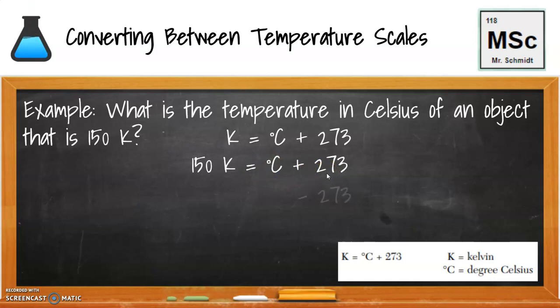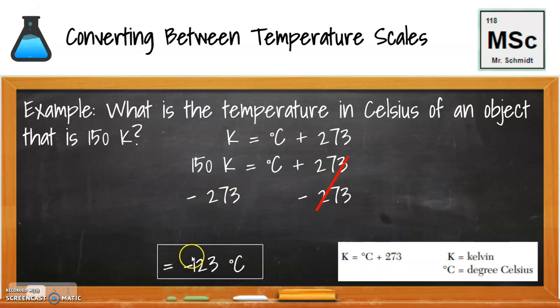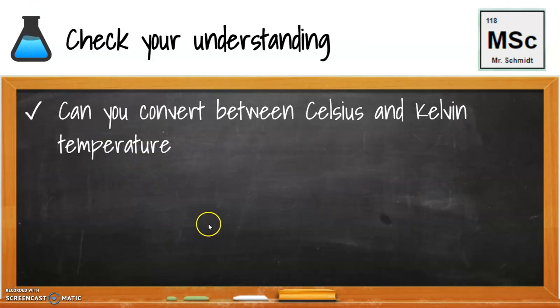Just like in math class, you're going to subtract 273 from both sides. We want to isolate our variable, which is Celsius. So we take 150 Kelvin minus 273, those cancel, and we get negative 123 degrees Celsius. That's our answer. So 150 Kelvin is equal to negative 123 Celsius. It's as simple as that. Let's check for your understanding. Can you convert between Celsius and Kelvin temperature?